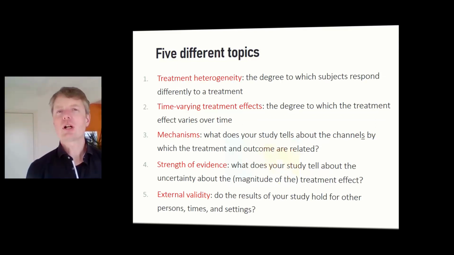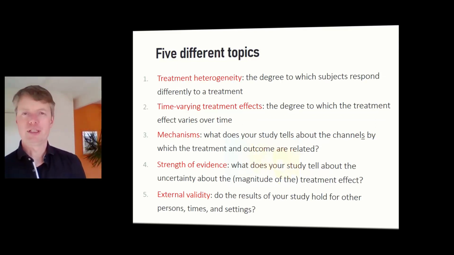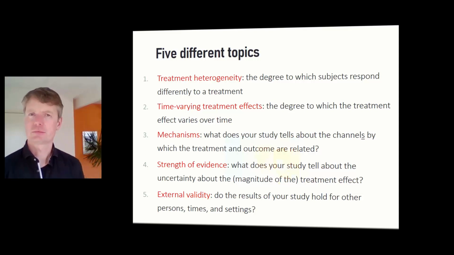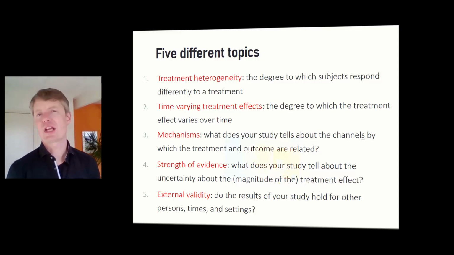Now, these are the 5 different topics that we will be discussing in the following 5 weeks. In the first 2 weeks, we allow the treatment effect to vary between groups. That's so-called treatment heterogeneity, and also over time. That's time-varying treatment effects. Those are things that are not covered in the textbook that we used for Econometrics 1. So it goes beyond that.